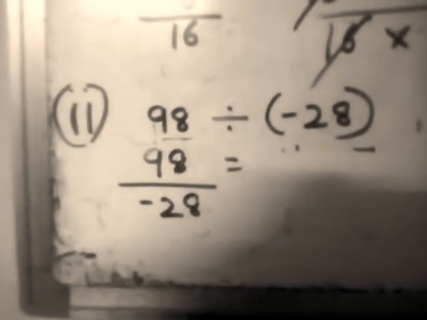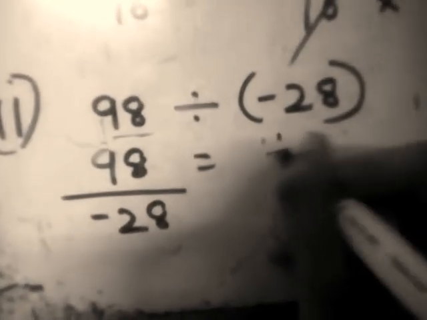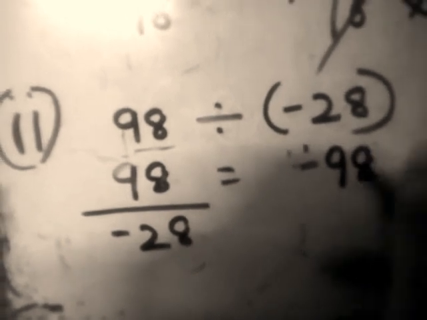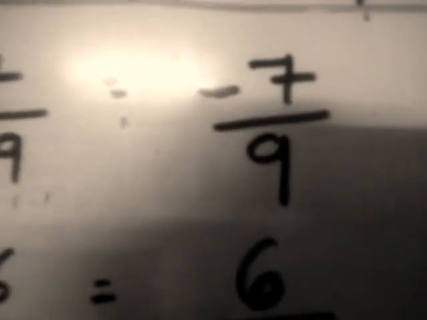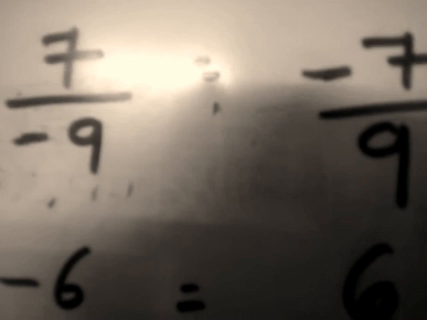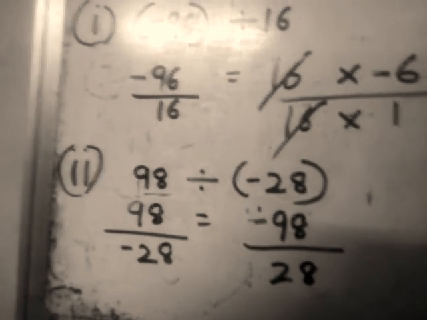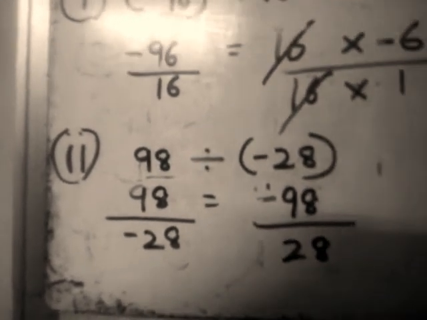98 upon minus 28. Now here the denominator is negative. If the denominator is negative, you have to make the numerator negative. It becomes minus 98 upon 28. Just now we studied the rule: 7 upon minus 9 becomes minus 7 upon 9. So you have to follow those rules I taught you. 98 upon minus 28 becomes minus 98 upon 28.